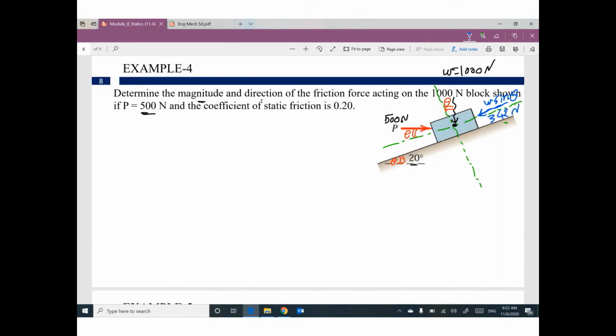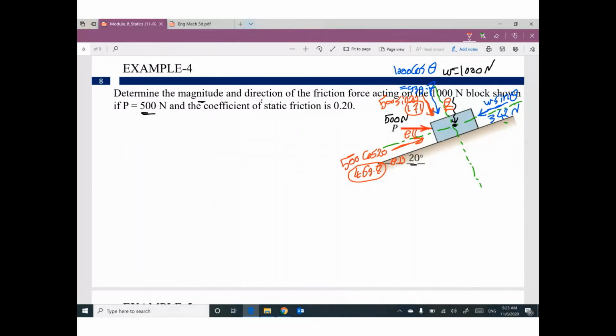And we have another component for the weight, 1000 cosine theta. So 1000 times cosine 20 will be 939.7. This force 500 can be broken like this, 500 cosine 20, and like this, 500 sine 20. 500 cosine 20 will be 469.8. 500 times sine 20 equals 171. Do we have any other forces given? No, we have only weight 1000 and applied force 500.